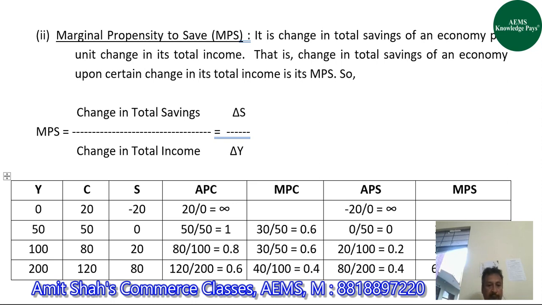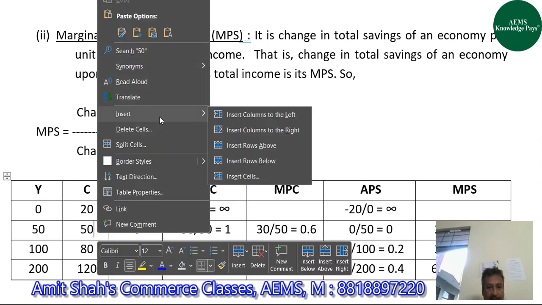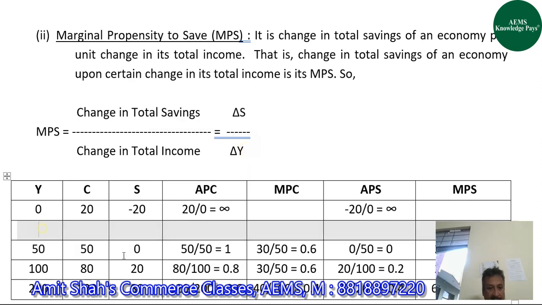Okay, I'm inserting one more data, guys, to show you one thing here. If income becomes 30, expenditure is, let's say, 40, so savings are minus 10. So APC is 40 divided by 30, that is 1.33. MPC is 20 divided by 30, that is how much? 0.67. And APS is minus 10 divided by 30, that is minus 0.33.